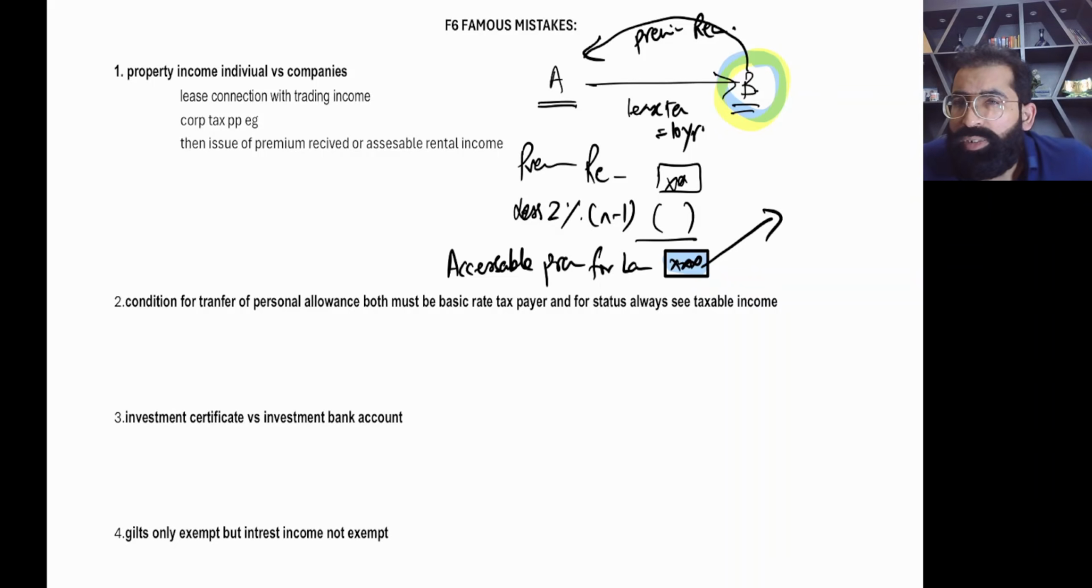Now hope you remember the questions on companies, corporation tax. Sometimes they make you the tenant, and they make you B. Let's say you are B in the question, and you have to calculate amortization of lease premium. Sometimes they give you the premium received, so you have to deduct 2% into n minus 1 to come to the assessable premium. But sometimes they directly give you the assessable premium for landlord. Then you just have to divide by lease term to calculate amortization of lease premium. So be careful with these wordings. These are the mistakes you can make.